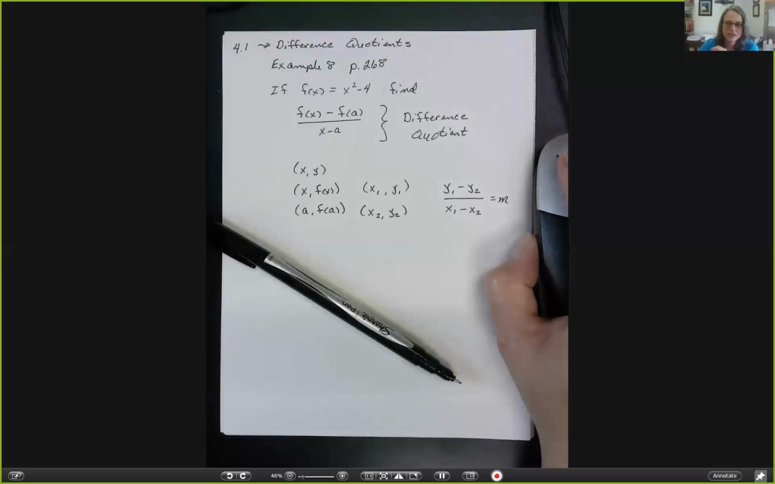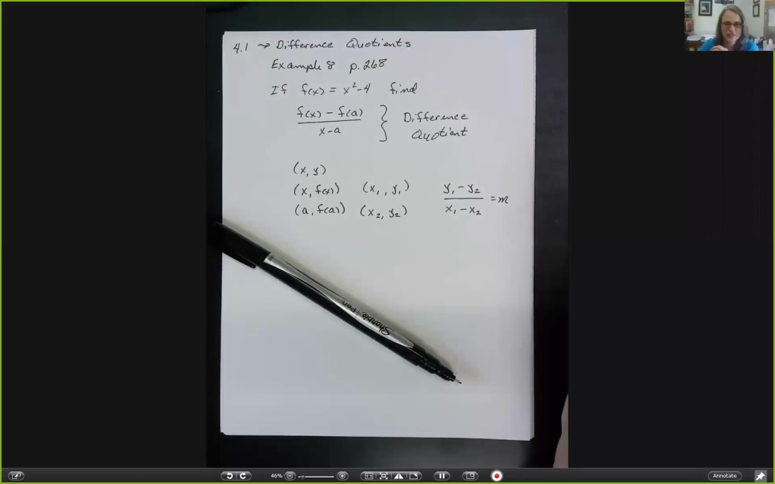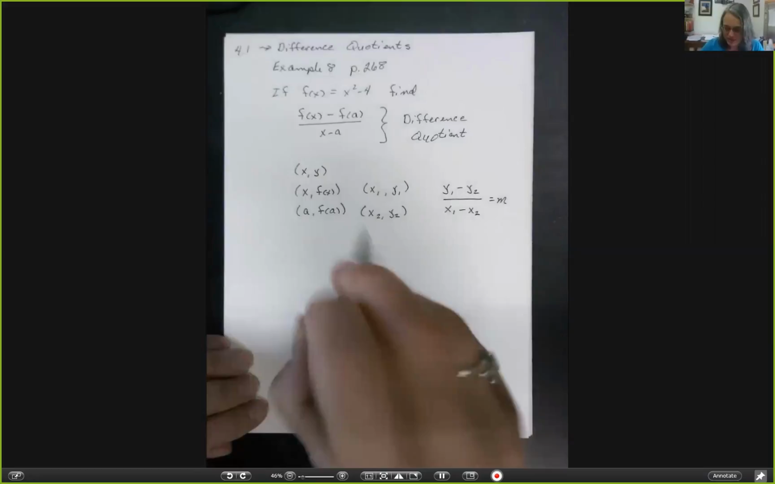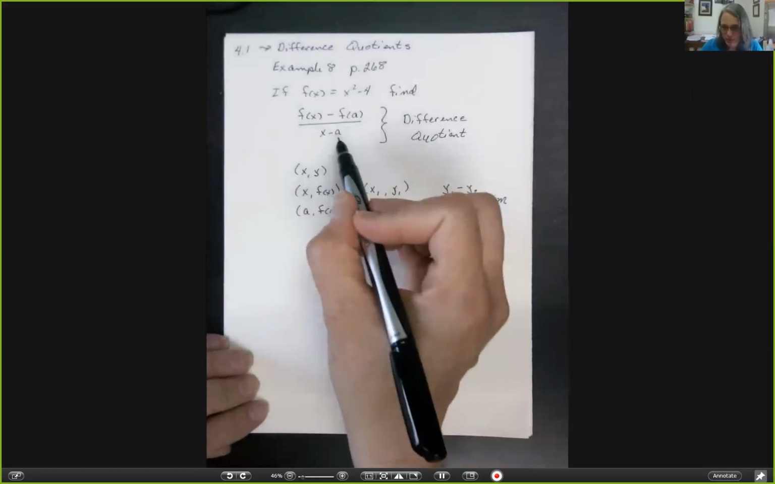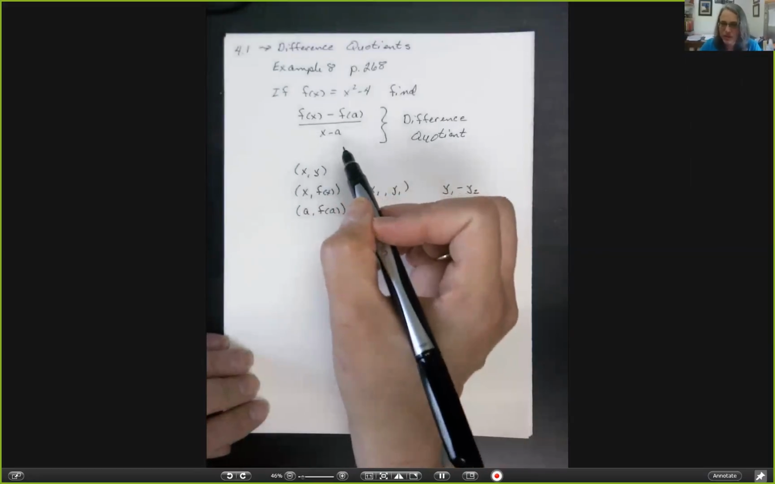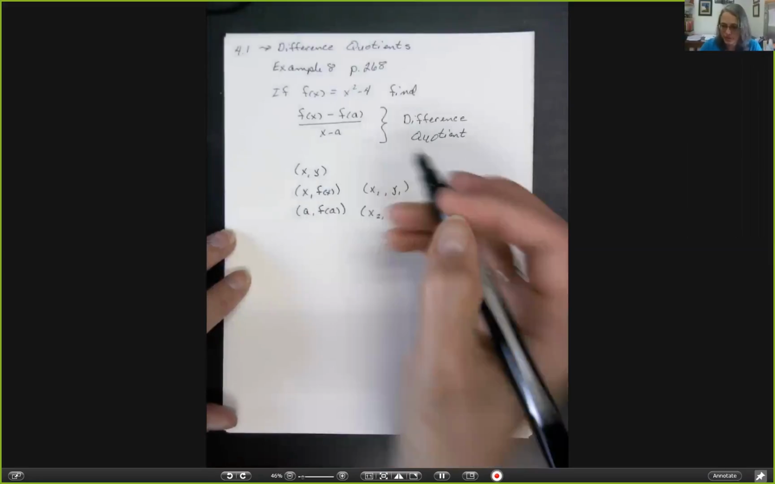So what we're going to concentrate on today is finding the difference quotient. And there are 2 ways we're going to do this. The first one is with this form. So we're going to go through this one first, and then we'll talk about the second form.